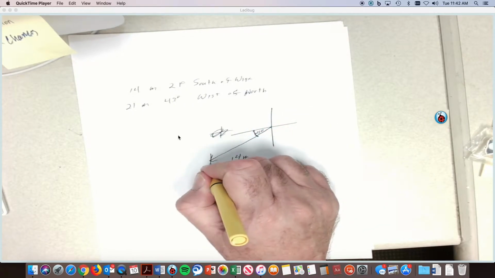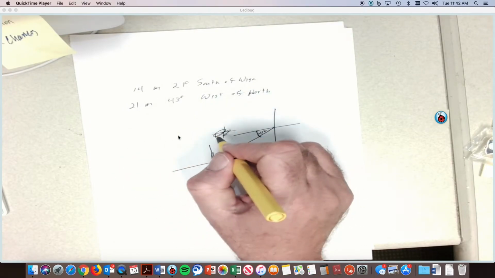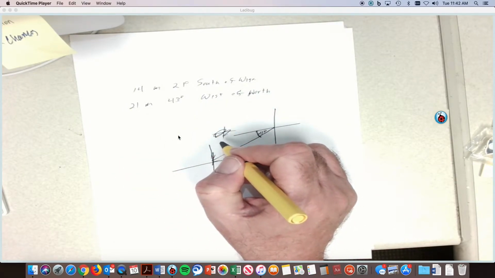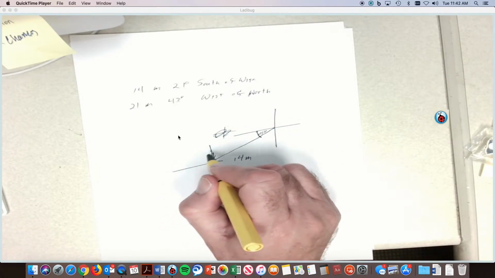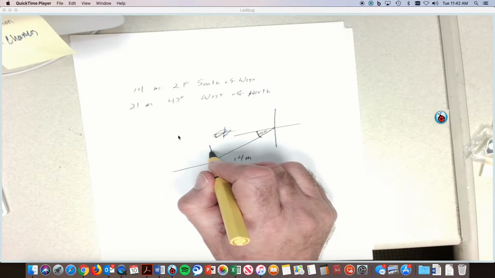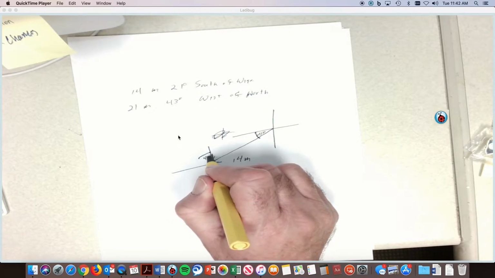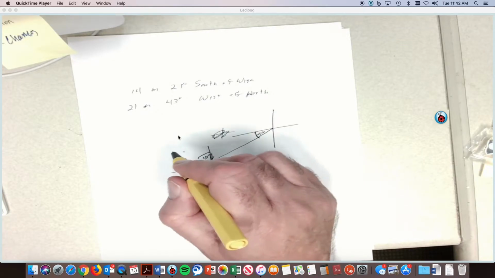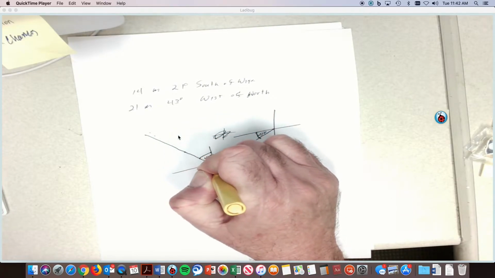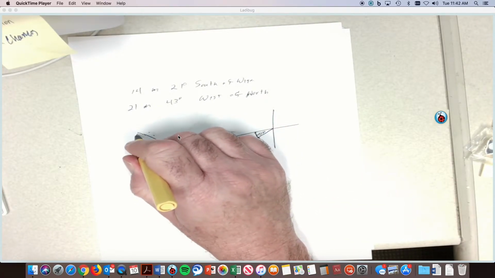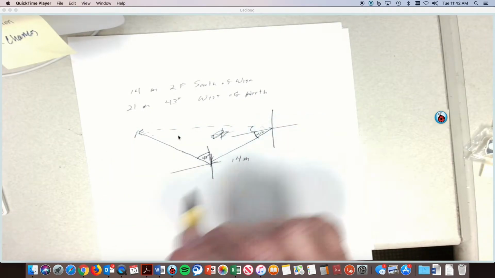Now we start here, let's draw this bigger. What they want us to do is go west of north. West means we rotate toward the west, 43 degrees. So we go 43 here, like this, off the perpendicular. And this goes 21, which is a little bit bigger than this one. And then we want the overall, we're going to get this angle right here.